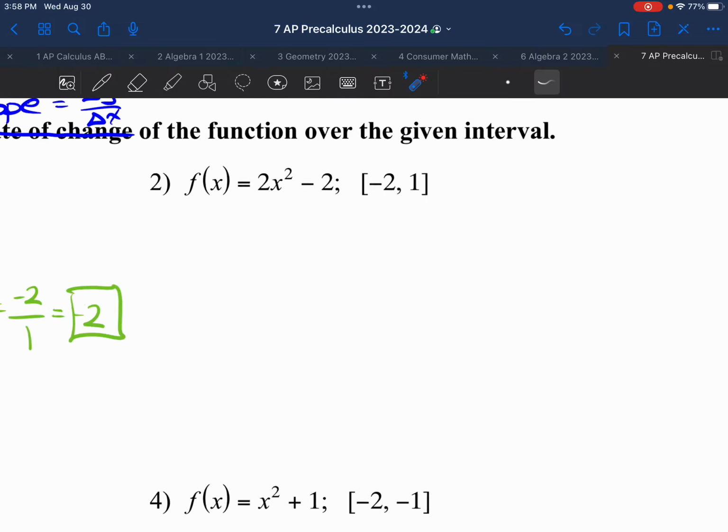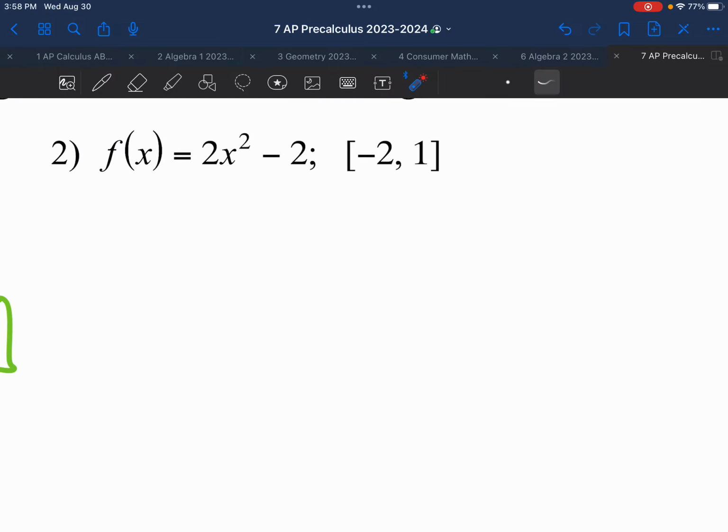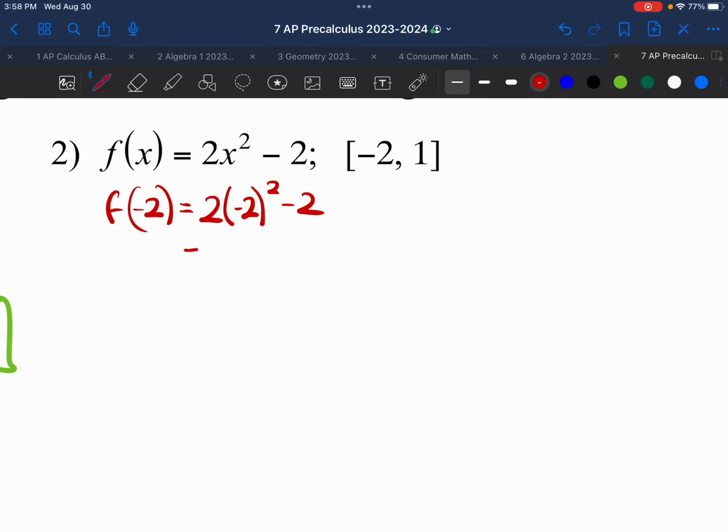All right, in number 2, I'm going to be doing the same thing, and I'm kind of doing a speed version of this. I'm plugging in both these x-coordinates. Here I go. I'm first going to plug in f of -2. When I do that, I get 2 times -2 quantity squared minus 2. Really quickly, -2 quantity squared is 4. 4 times 2 is 8. 8 minus 2 is 6. So this is equal to 6. What about f of 1?